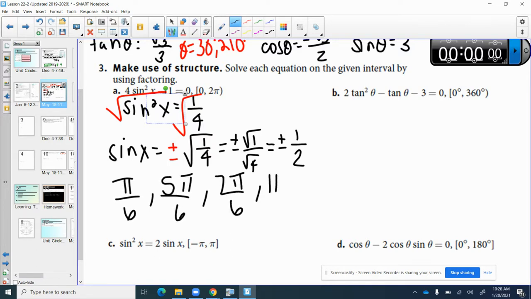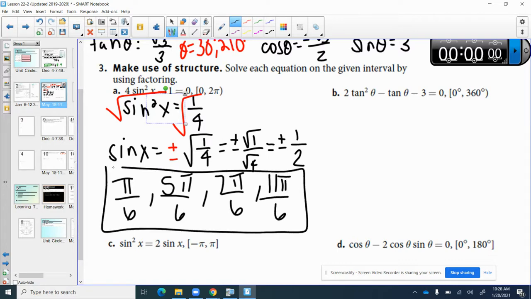Now, the next one, notice we are back to degrees. We have degrees here, 0 to 360. And this time we're looking for tangent. Notice this is actually going to require us to do some factoring. And again, think back to this just being 2x squared minus x minus 3 equals 0.